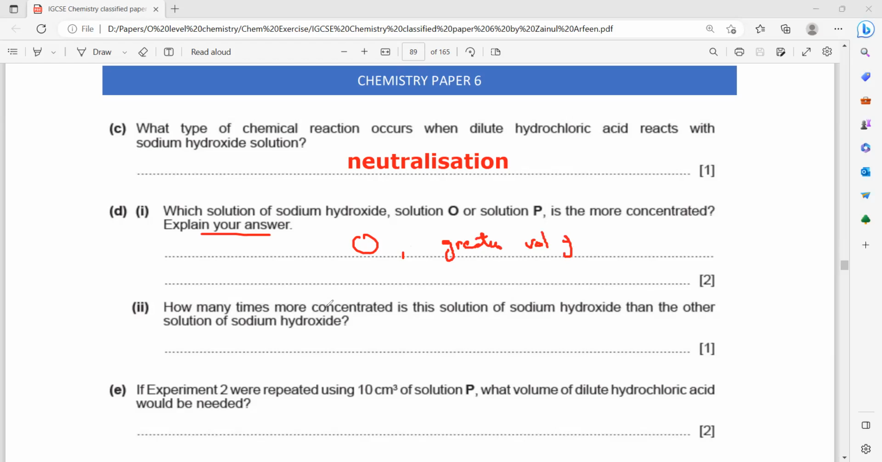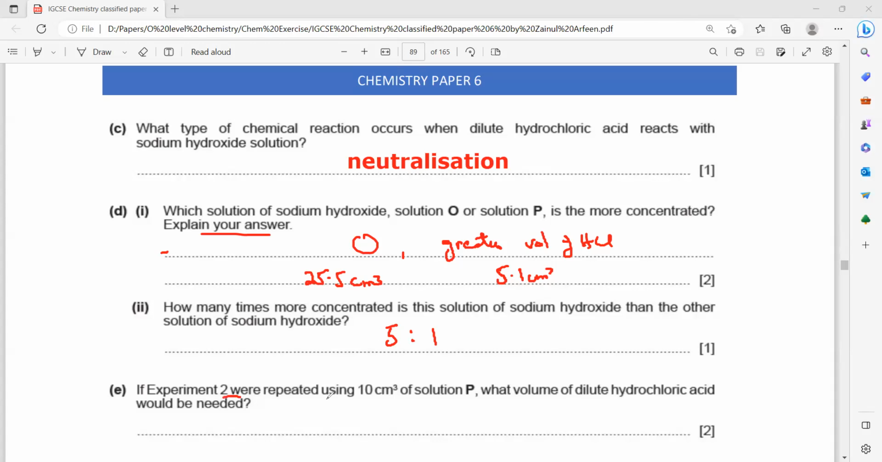And how many times more concentrated? So how do you identify how many times more concentrated? Because how much HCl was needed? The HCl needed was 25.5 cm cube to react with O. And how much HCl was needed for reacting with P? That was only 5.1. So what is the ratio of the volumes? It is 5:1. So O is 5 times more concentrated than P, because O needs 5 times greater volume for a reaction as compared to that of P.